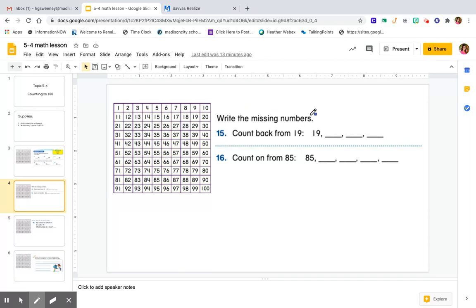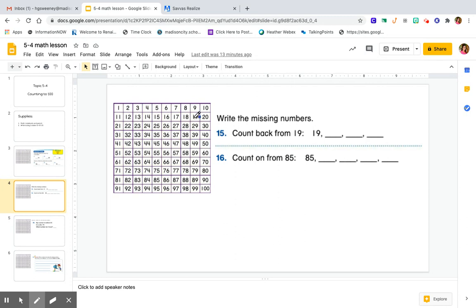Write the missing numbers. Count back from 19. So we're going to start at the number 19. Let's find it on the hundreds chart right here. And what we're going to do is we're going to count backwards. So that means that we want to count going back. It's kind of like a countdown, like how a rocket ship starts at 10, 9, 8, 7. We're going to do it like that.